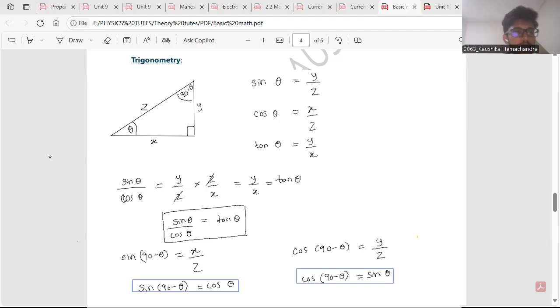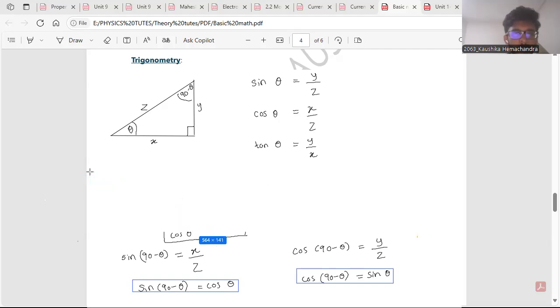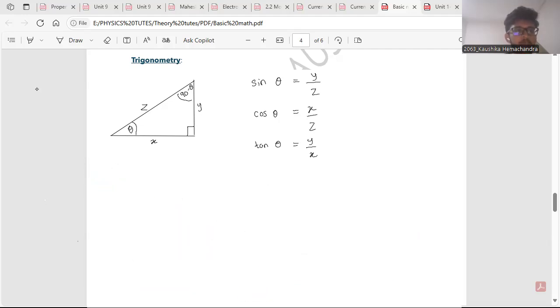Okay, so I'll erase. Now you know this is a right angle triangle, and for right angle triangles you can apply a theorem. What's the theorem you can apply? Yeah, Pythagoras theorem.